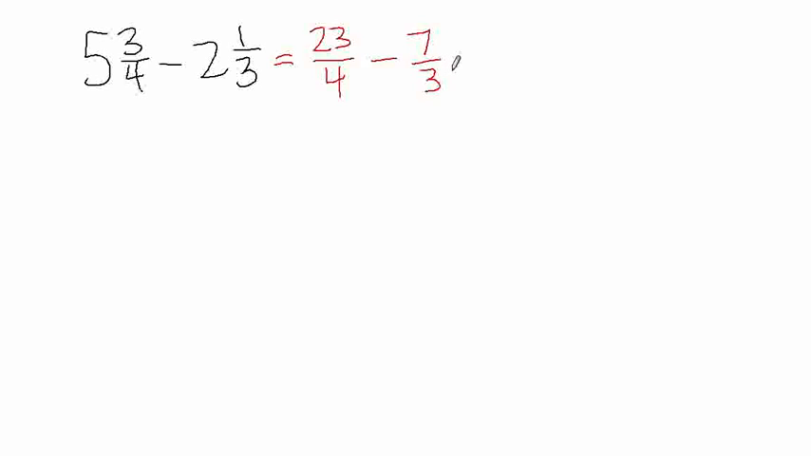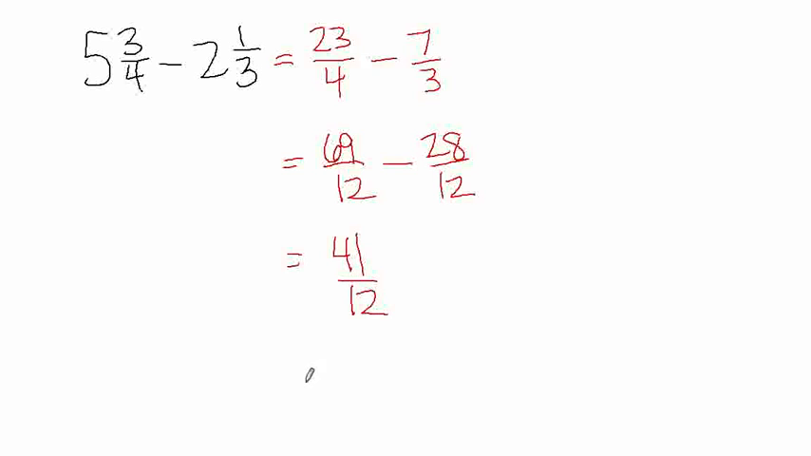The least common denominator is 12, so I'm going to multiply the top and bottom of the first improper fraction by 3 and get 69 over 12. And I'm going to multiply the top and bottom of the second improper fraction by 4 and get 28 over 12. Now I can find the difference in the numerators, and then I'll be happy. So I get 41 over 12, which is the answer.